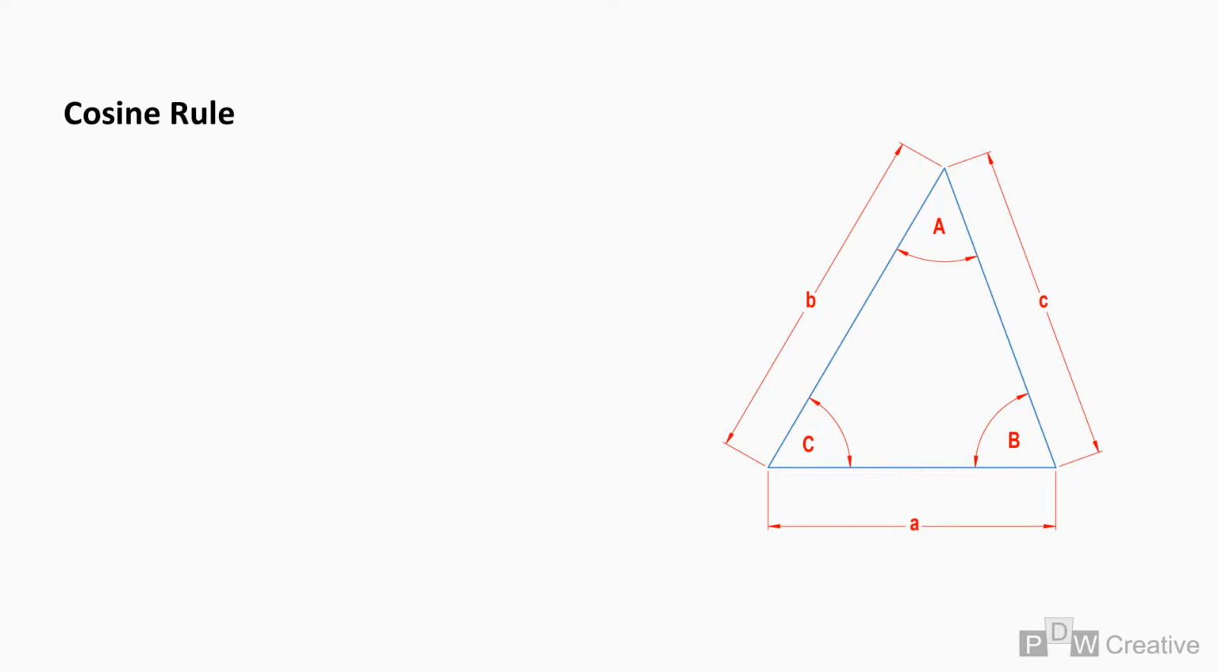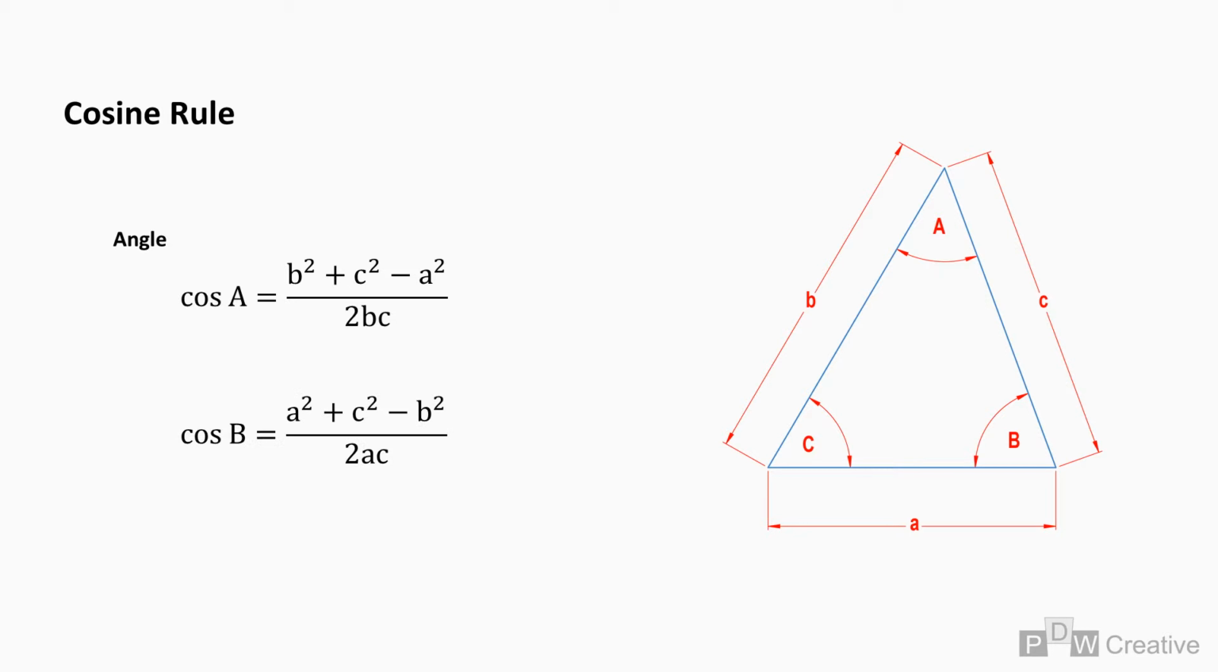The first is for angles. For calculating an angle, cosine angle A equals side B squared plus side C squared minus side A squared over 2 times side B times side C. The equation works for all angles, where switching A for B or A for C is acceptable.